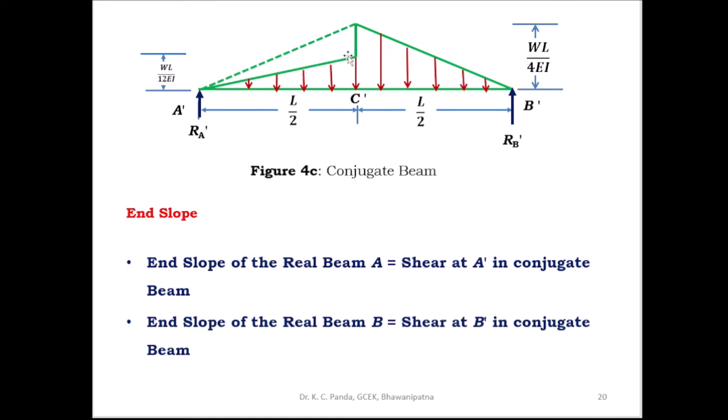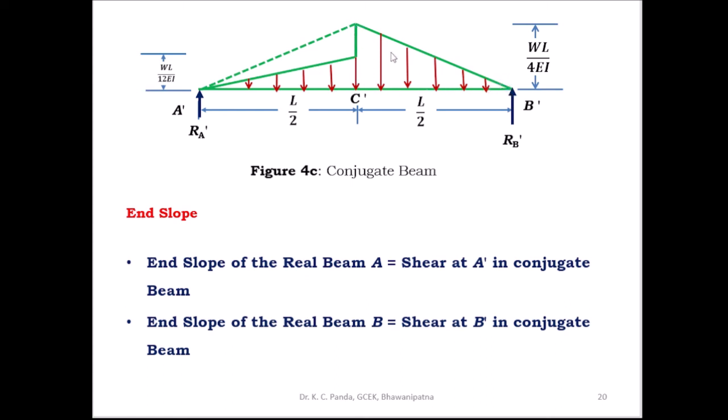So the moment of this area, this area is equal to half into L by 2 into WL by 12 EI, and what is the centroidal distance? So this is equal to 1/3 into L by 2, 1/3 into L by 2 plus L by 2.